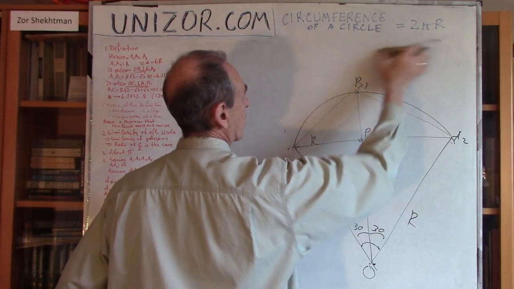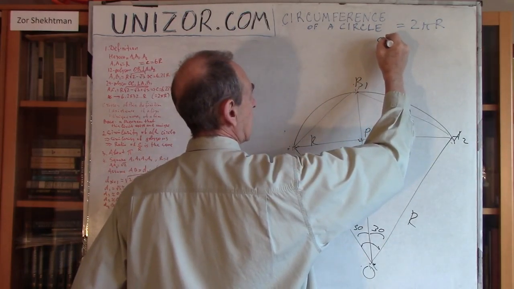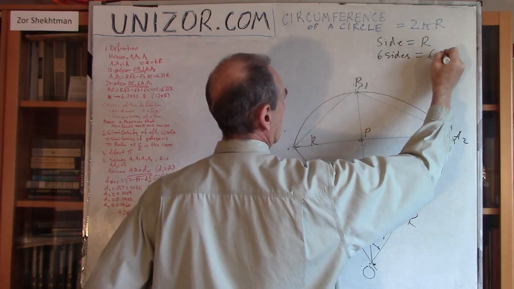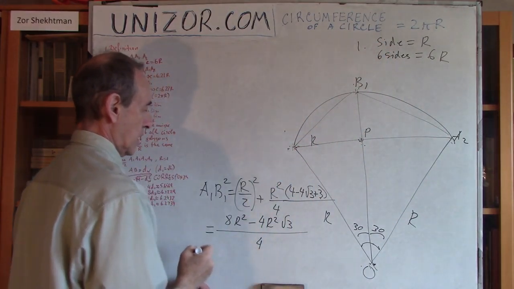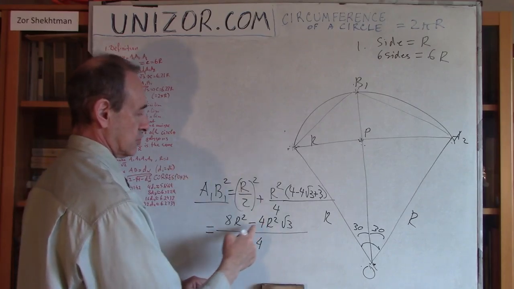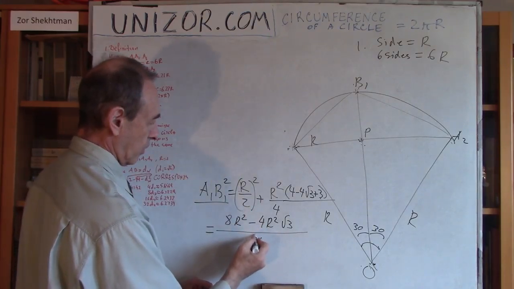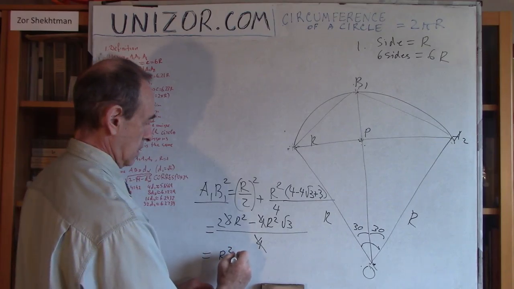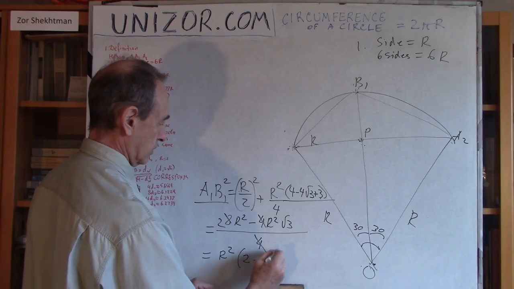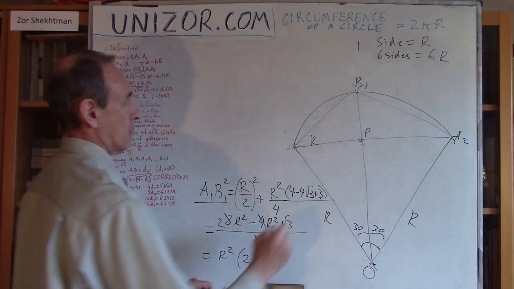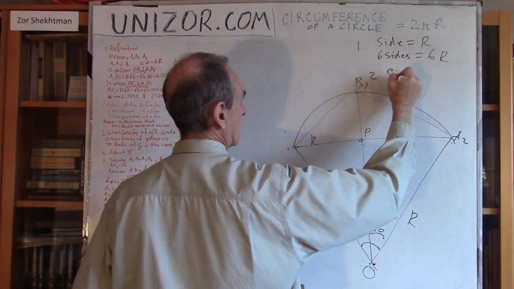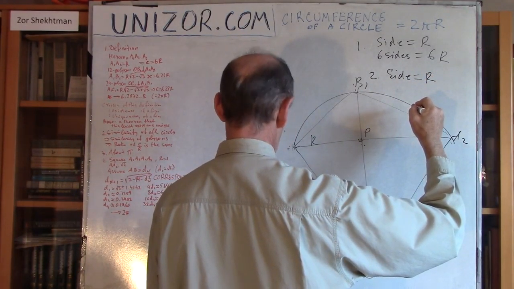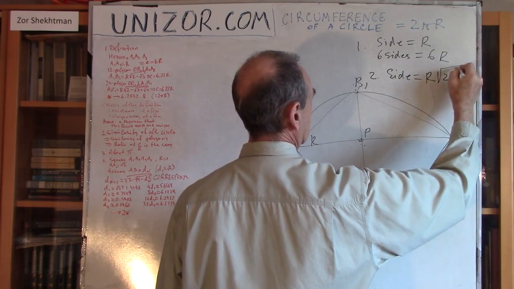So, my first approximation had side equals to R, 6 sides equals to 6R. That's my first approximation. My second approximation is side is equal to, let's just think about it. We can reduce it by 4, right? 4, 4, and this would be 2. So it's R square times 2 minus square root of 3. So my second approximation is side equals square root of this, right? R square root of 2 minus square root of 3.